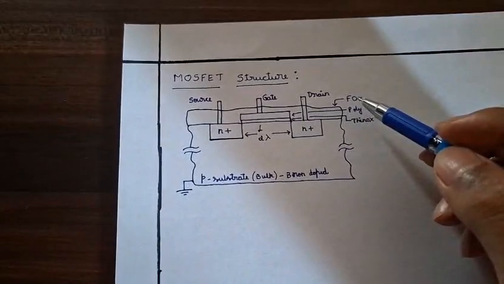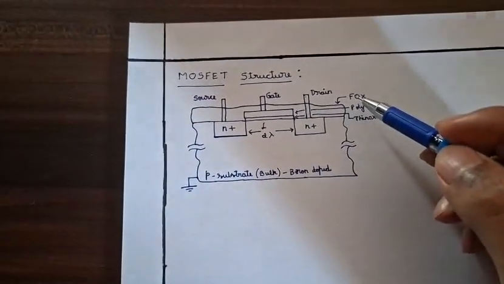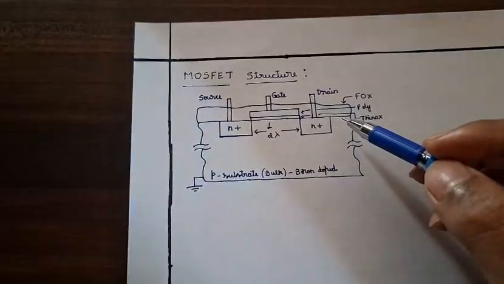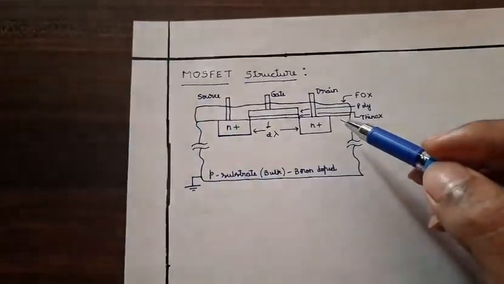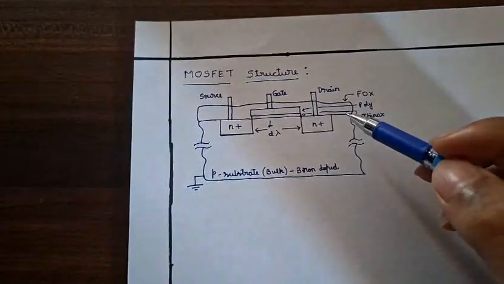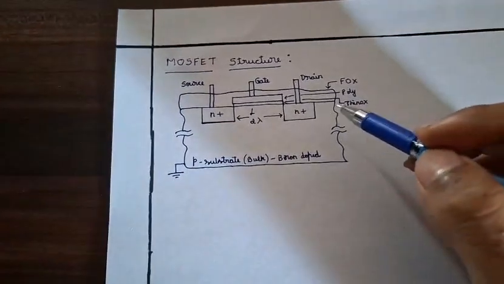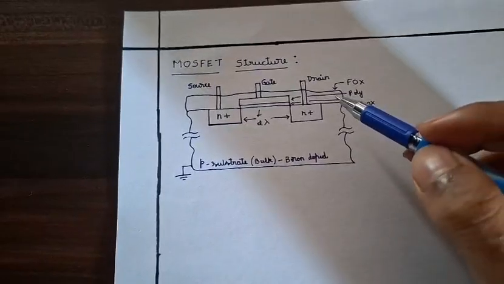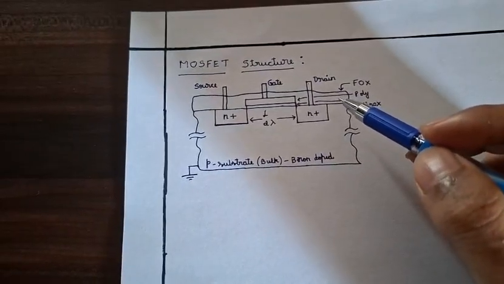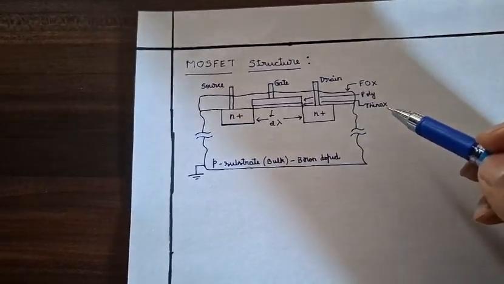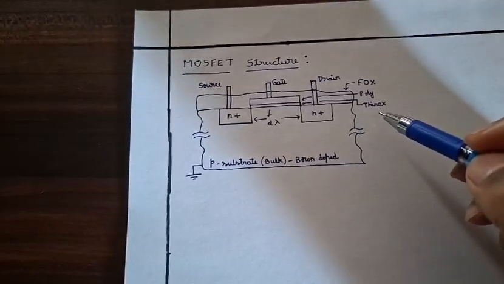The field oxide helps in insulating or isolating the device from other adjacent devices, or to provide the electrical isolation between the adjacent devices on the chip.